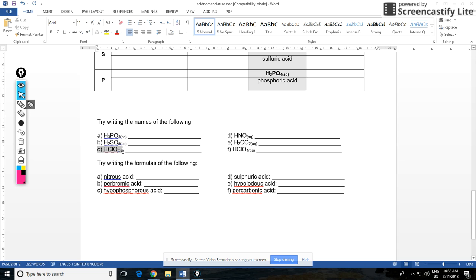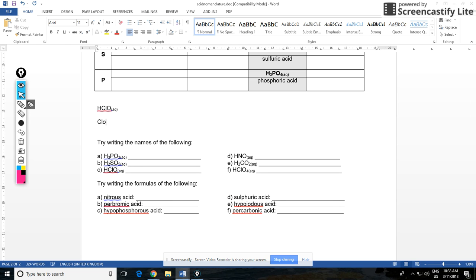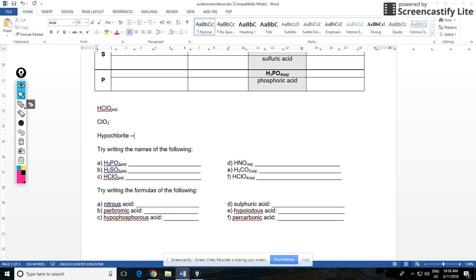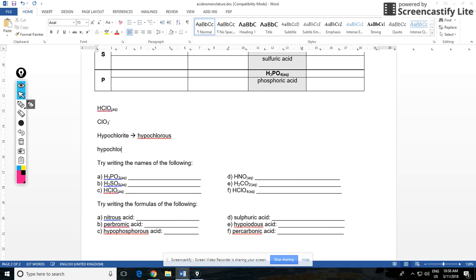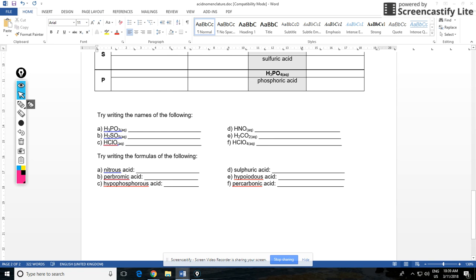So let's try one more naming. We'll do HClO. So you know that chlorate is ClO3 minus. So 3 is the subscript and minus is the charge. But we're 2 below. So we're not a chlorite, we're at hypochlorite. So this would have to become hypochlorous. And so we have hypochlorous acid. Hypochlorous acid.